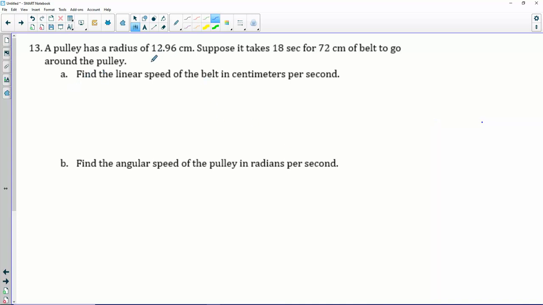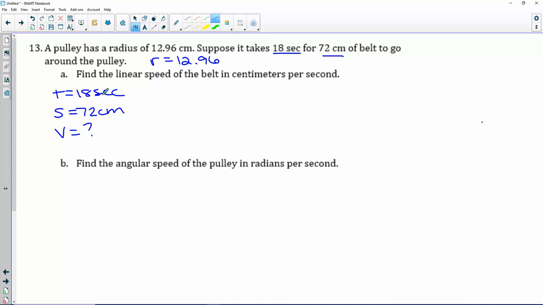So we know the radius is 12.96. 18 seconds, what does that represent? 72 centimeters of belt going around a pulley. If it's going around the outside of the pulley, what variable is that? Okay, I want linear speed, which is v.